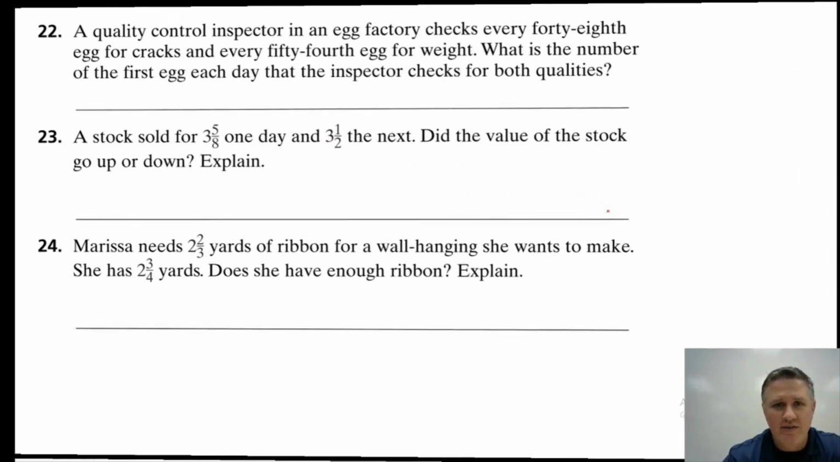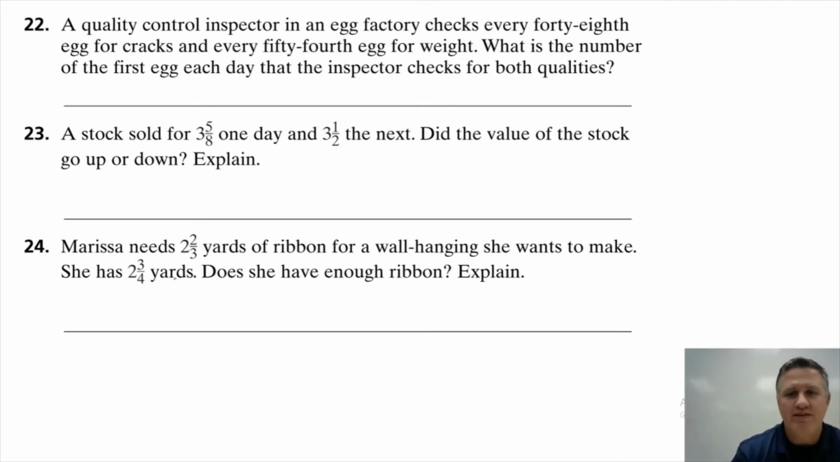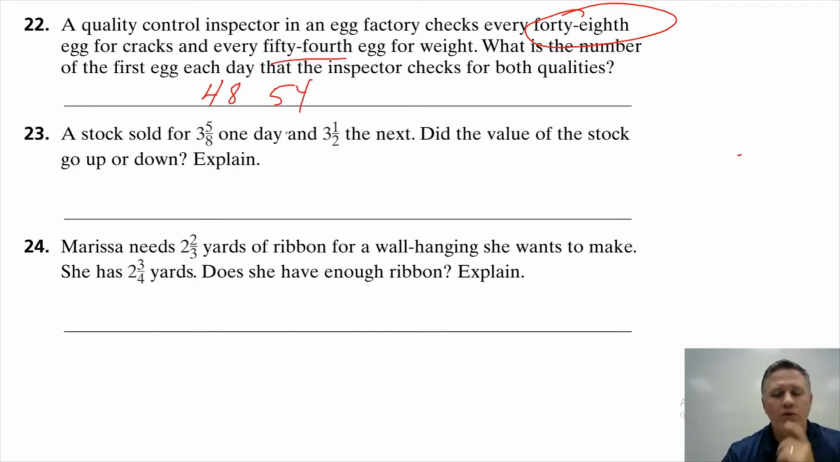All right, the final 3 that you had for homework, because we didn't have to do 25, 26, and 27. A quality control inspector in an egg factory checks every 48th egg. Sorry, I didn't read that properly. They check every 48th egg for cracks and every 54th egg for weight. So when will they be checking the first egg for both of the things at the same time? So basically, this is the least common multiple problem.